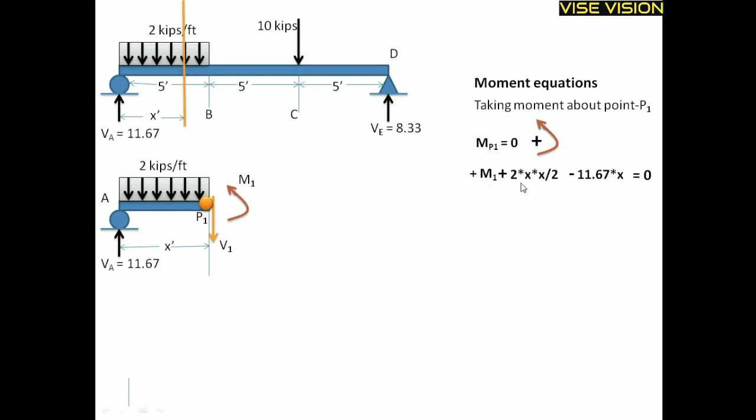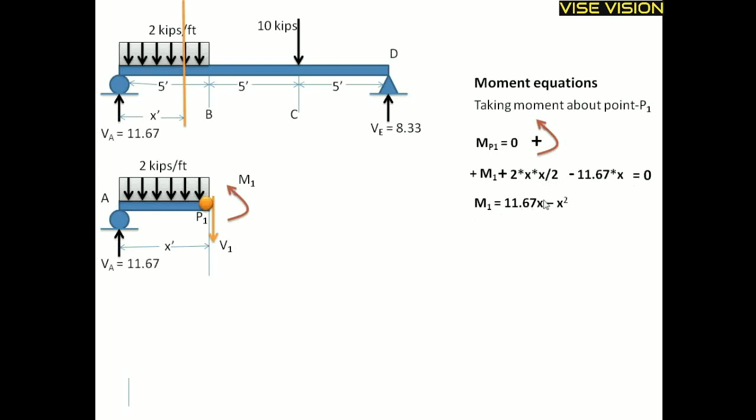These three moments act in this case. If I take moment about this point, this M1 acts counterclockwise, the 2 into x force creates a counterclockwise moment about P1, and the 11.67 force creates a clockwise moment about P1. Arranging this equation, I will get this equation.